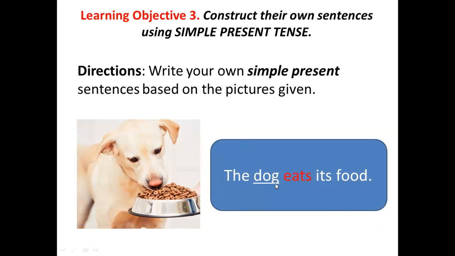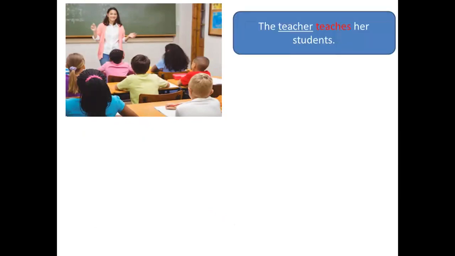The subject here is dog, and the verb here is eats. Singular subject, it needs s in the verb. So the dog eats its food. All right, number 2. Actually, you can formulate 2 sentences based on this single picture. First sentence. The teacher teaches her students. What's the subject here? Teacher, which is singular. So when the subject is singular, you have to add s in the verb. So teaches her students.